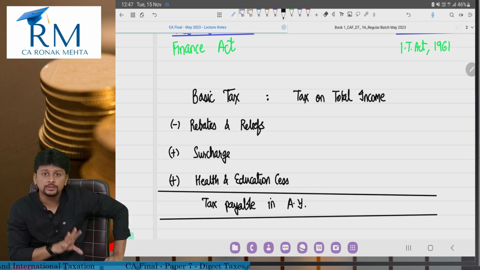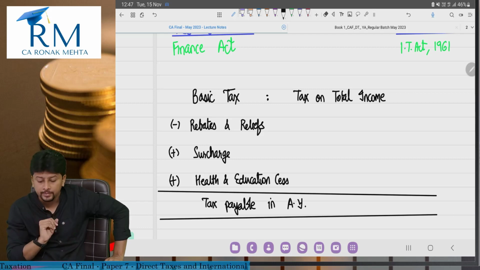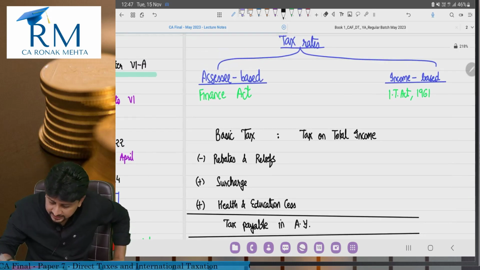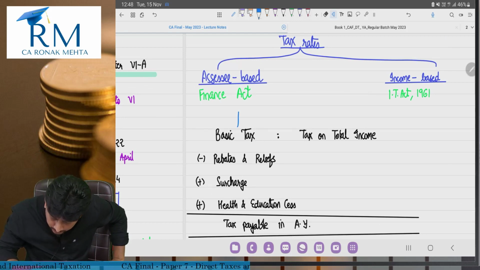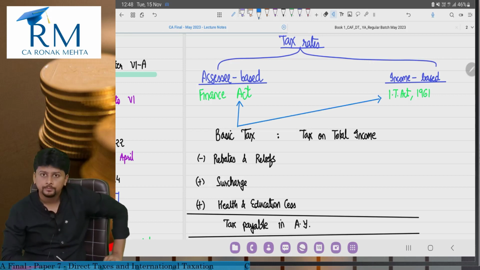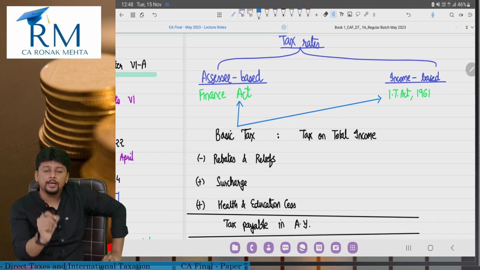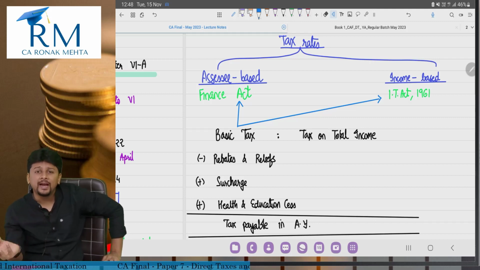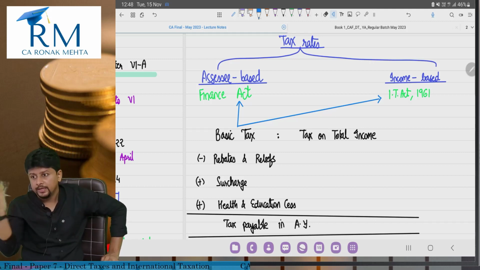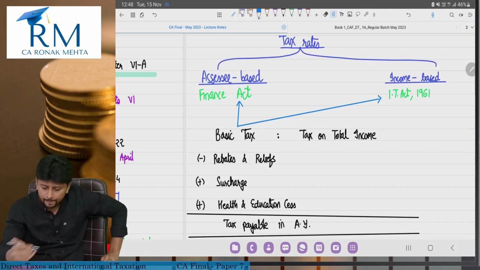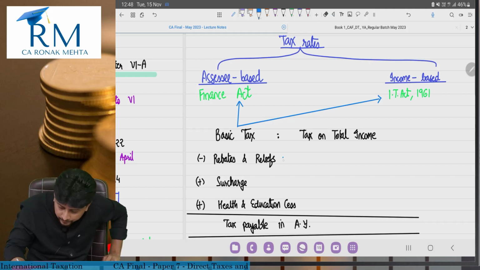This is the gross income tax payable, gross income tax liability. This thing, basic tax, you calculate either as per Finance Act or as per Income Tax Act. What is the rate at which you will calculate your basic tax? Slab rate, flat rate, that is given by Finance Act, assessee based. But certain incomes, income based, see the Income Tax Act. Rebates and relief are mostly given in the Income Tax Act itself.